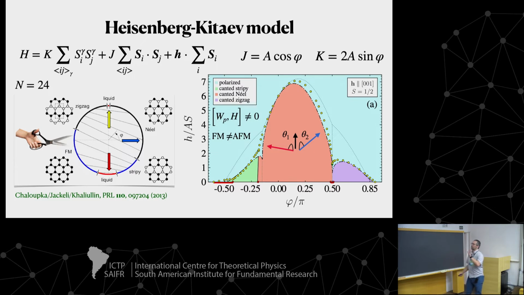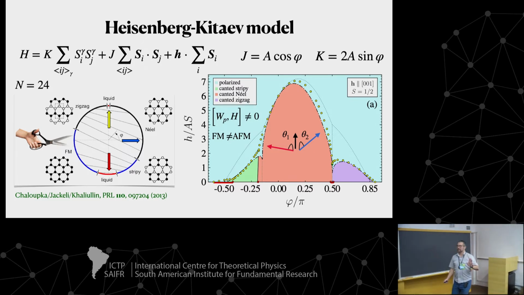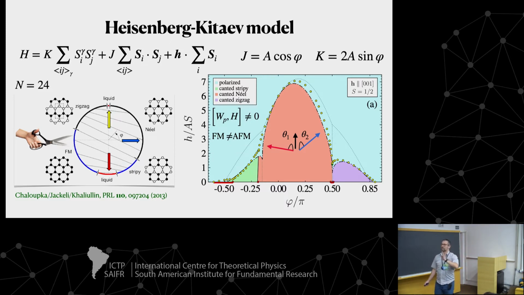So there are several phases. I won't be discussing them. There is a long and nice history behind all these phases. What I would like you to focus on more are these dots, which are the exact diagonalization. The phases are from nonlinear spin wave theory. We can discuss them later. There are other references, but I do not have time to go through them here.